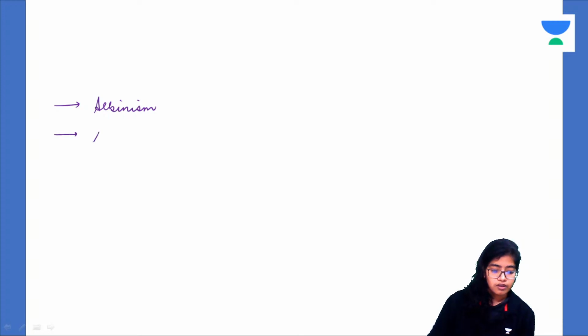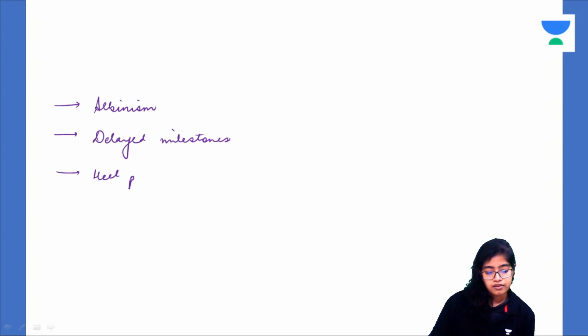So the clinical features, guys, come tell me. What all did we see? Albinism, delayed milestone, and the heel prick test. Okay. Now all these are common features of which disease?